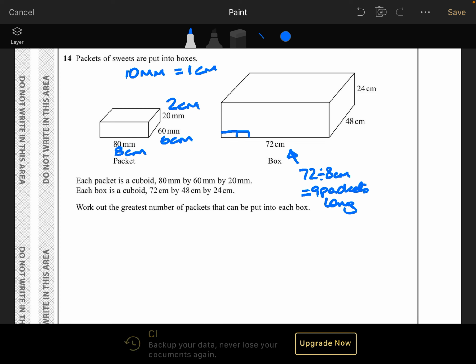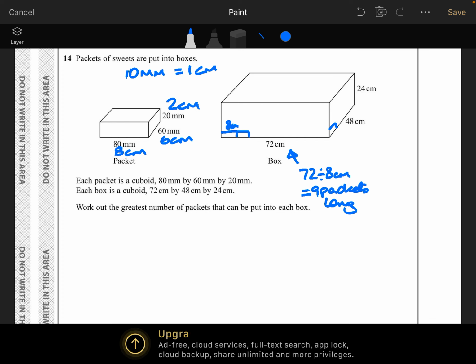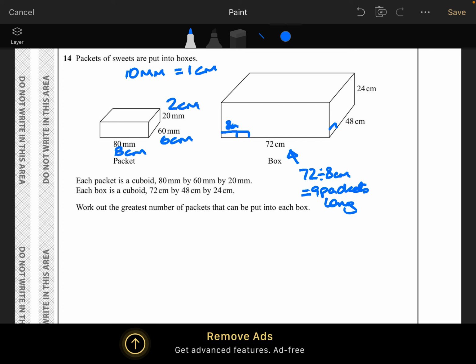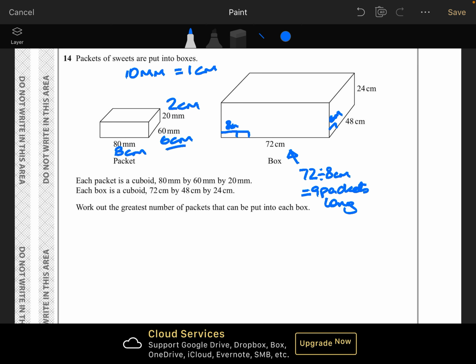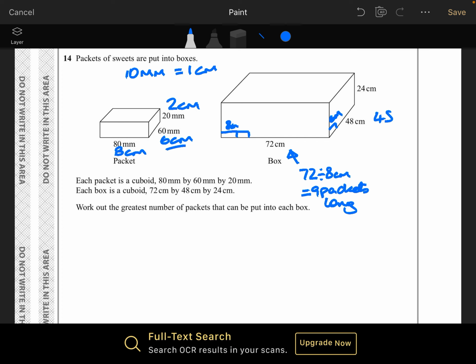Now, let's go deep now. If I think about the packets that we've got, these ones were 8 centimeters each one. This way we've got, these are 6 centimeters deep, aren't they? And so how many 6 centimeters will go into 48 centimeters? 48 divided by 6 gives me 8 packets deep.